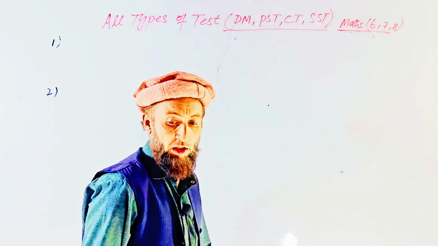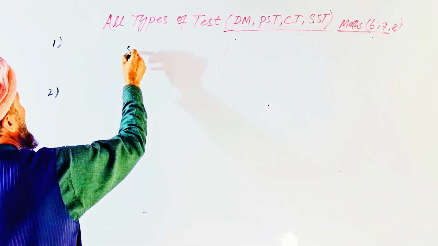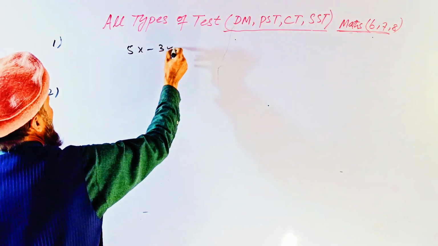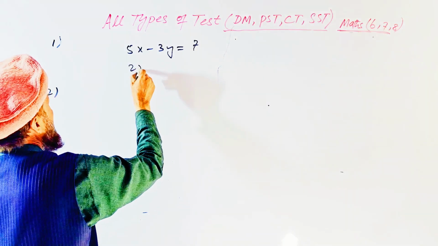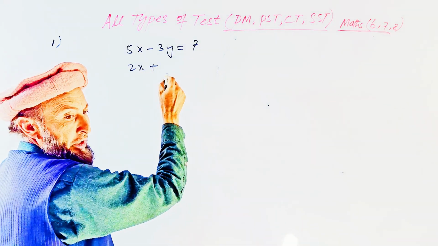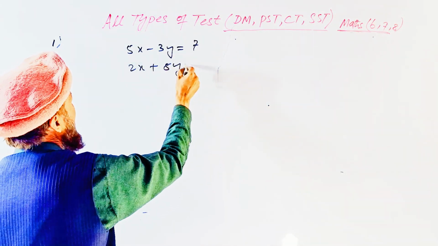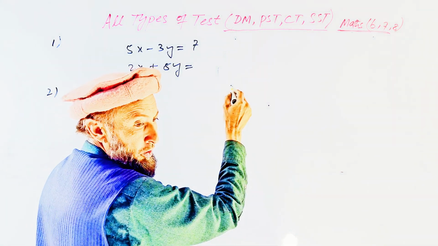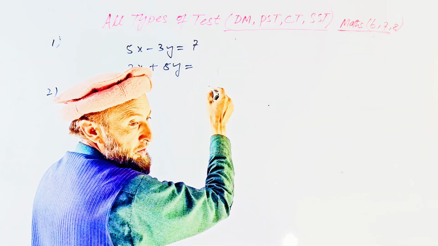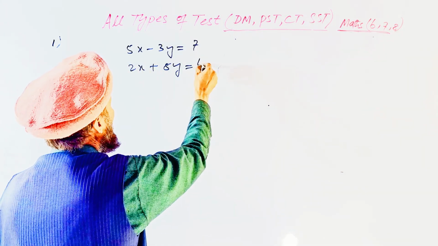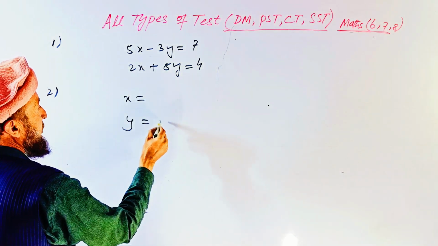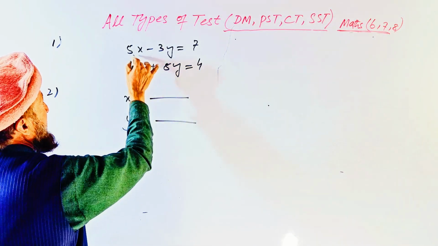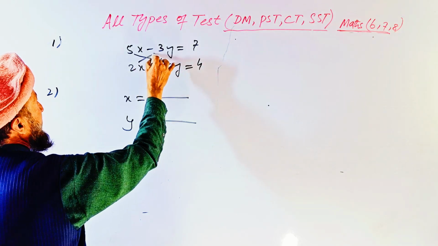Another question of linear equation in two variables: 5x minus 3y is equal to 7, and 2x plus 8y is equal to 4. How do we calculate the value of x and y in just 2 seconds? Look here, the same method we can apply.